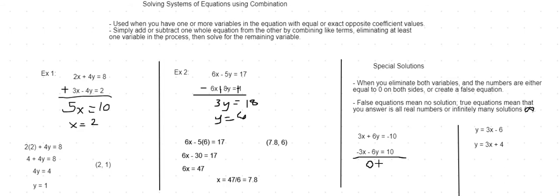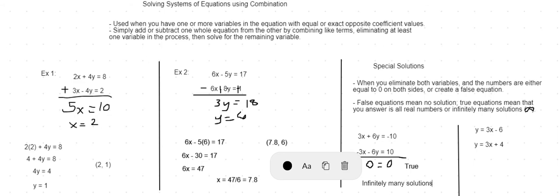So I put a 0 equals negative 10 plus 10 is also 0. I ask myself, is this true or is this false? Well, 0 equals 0 is a true statement. Therefore, there are an infinite number of possibilities.